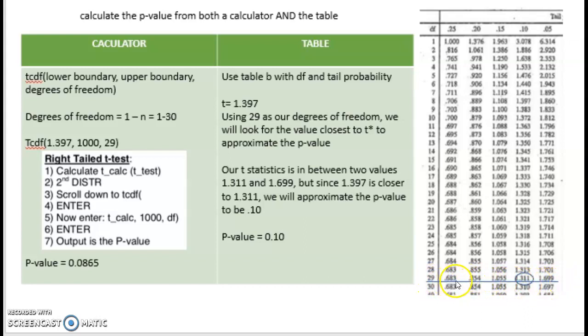Next, I'm going to go over to the closest value to my t-statistic. So it's somewhere between 1.311 and 1.699, but it's closer to 1.311. Therefore, you'll go straight up and you'll see that your p-value is 0.10, which is 10%.